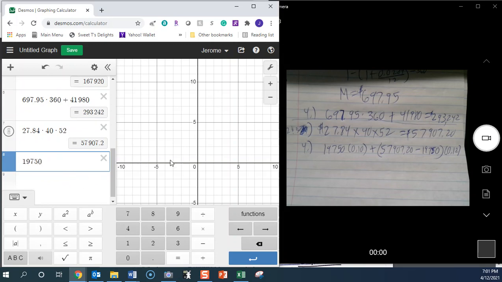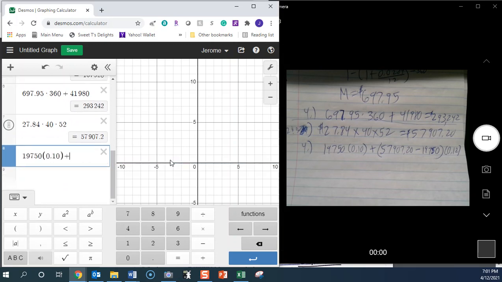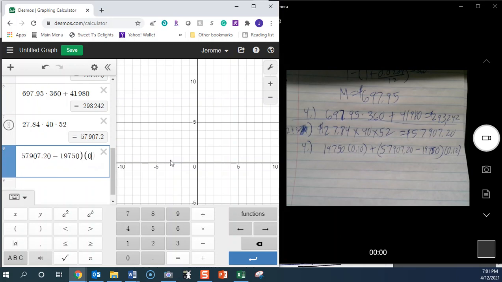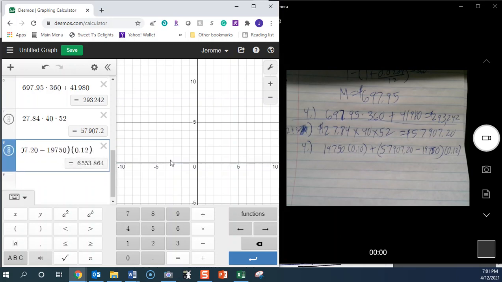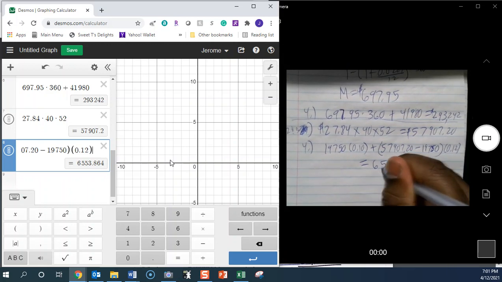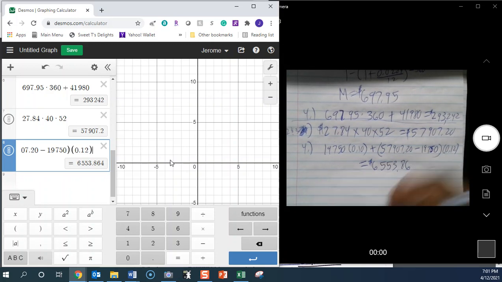So we had 19,750 times 0.10, plus, in a parenthesis, $57,907.20 minus 19,750. Then that's times 0.12. And that would give us tax of $6,553.86. That would be the federal tax.